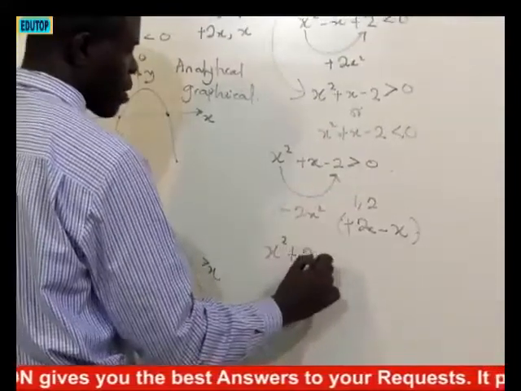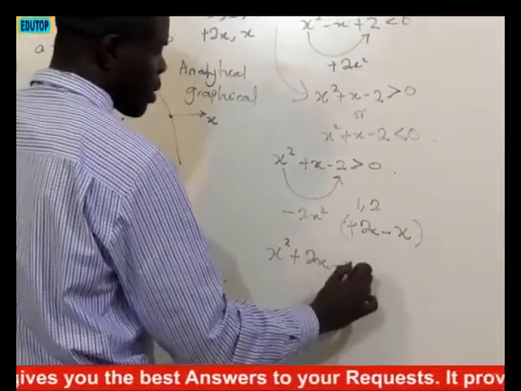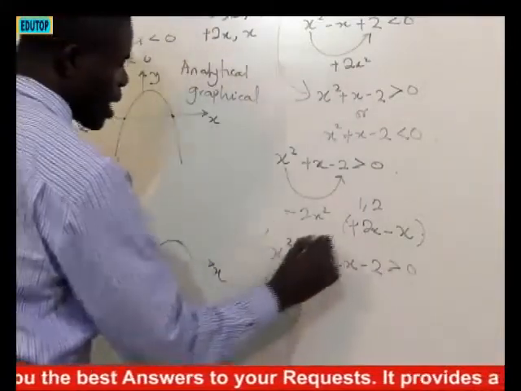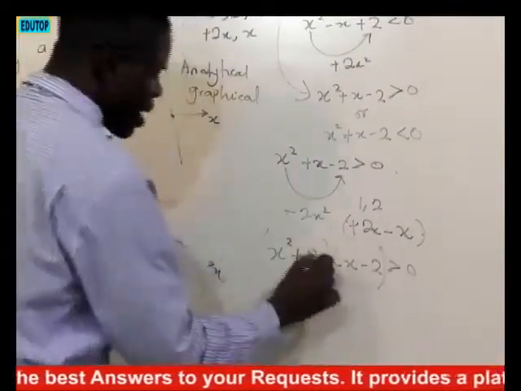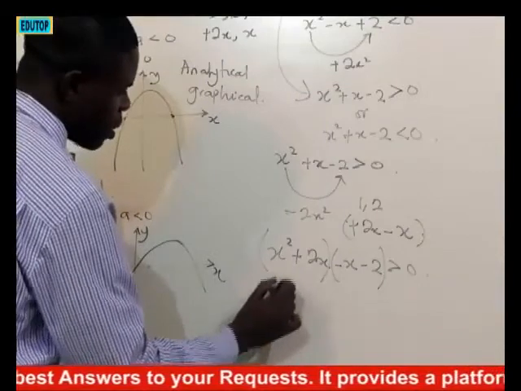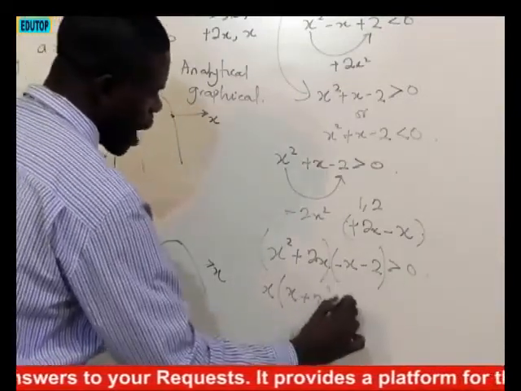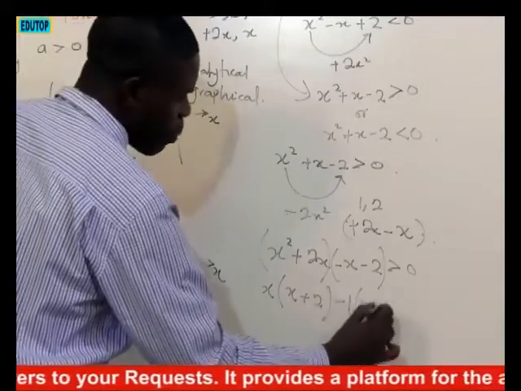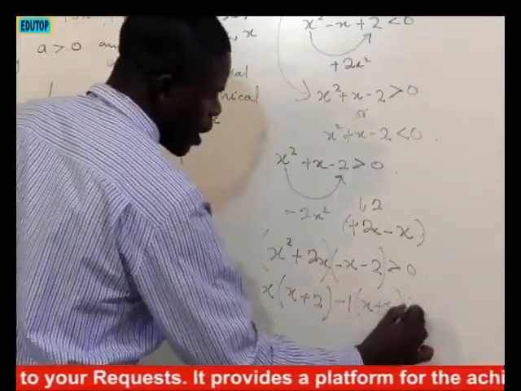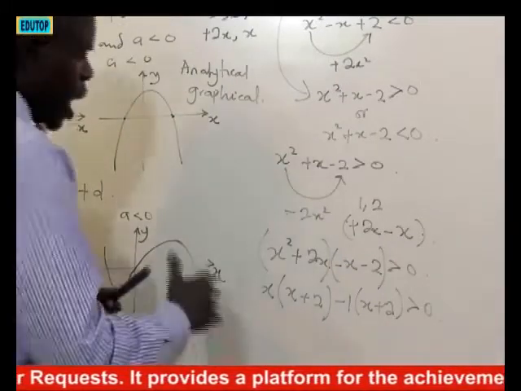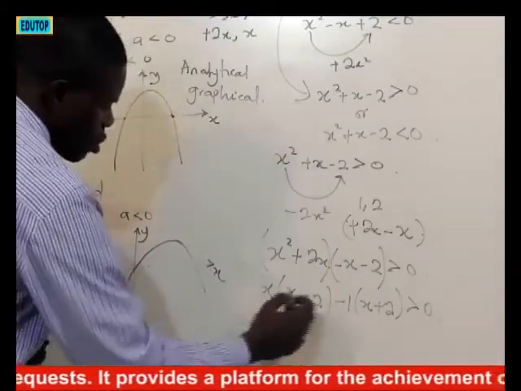x squared plus 2x minus x minus 2 greater than 0. So in this situation, I can dissect this. By the time I dissect it, what do I have? x is common, x into x plus 2. Then here I have minus 1 into x plus 2 greater than 0. So in this situation, I will now simplify this.